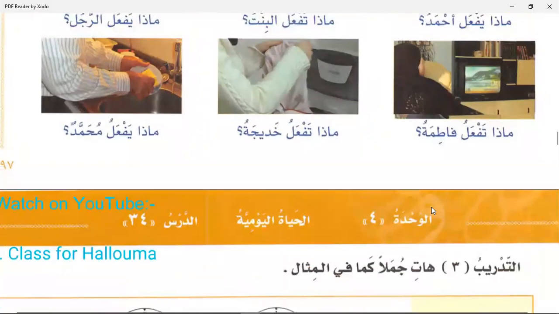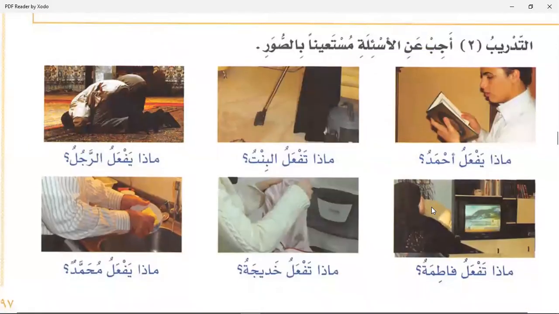Okay, now we will answer these questions. Miss Sati answered the first two pictures. Masa yaf'alu Ahmad? He's reading Quran. He is reading Quran. Yaf'alul Quran. No, Yakra'ul Quran. Correct. Yakra'ul Quran. Next.